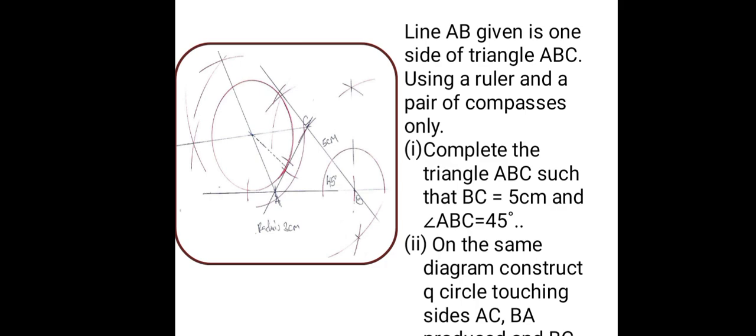Line AB given is one side of triangle ABC. Using a ruler and a pair of compasses only. 1. Complete the triangle ABC such that BC is equal to 5 cm and angle ABC is equal to 45 degrees. On the same diagram, construct a circle touching sides AC, BA produced and BC produced.